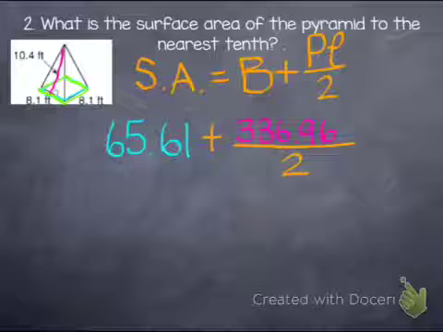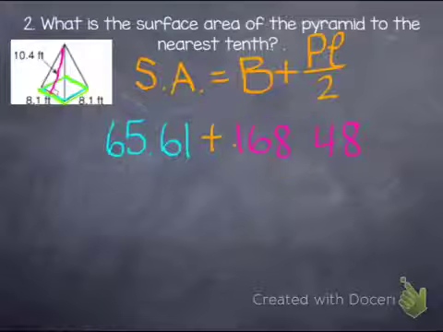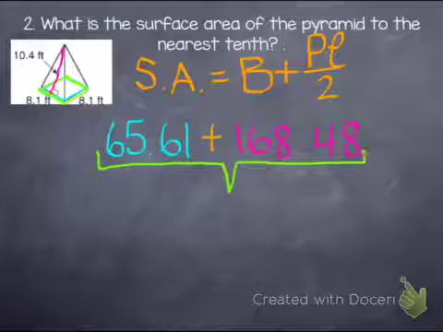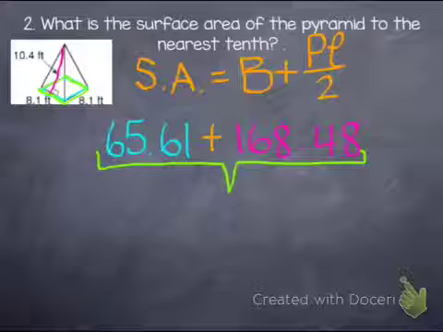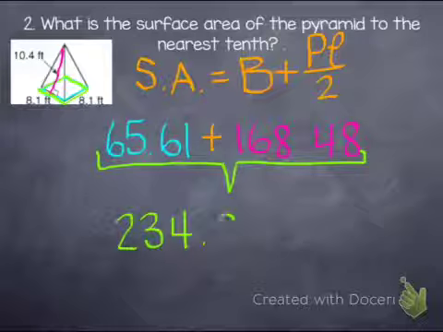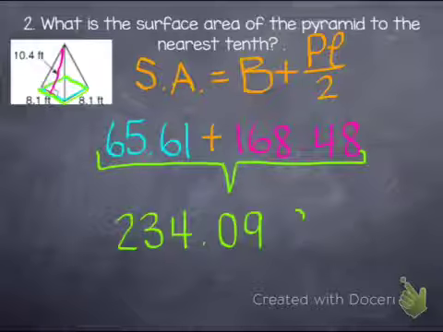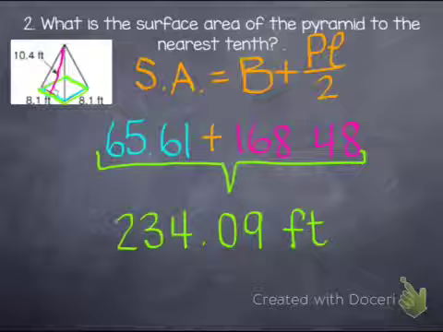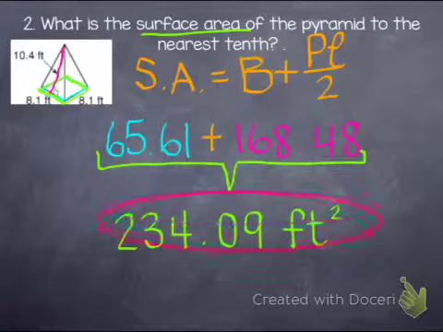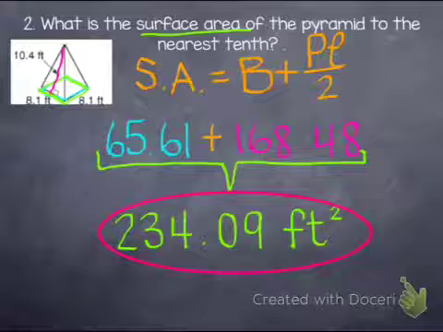And then to divide that by 2, we get 168.48. So we're going to add these two together. We're going to add our base, which was 65.61 plus 168.48. And our total surface area is 234.09, and our label is going to be feet. We're working in surface area, so it's squared.